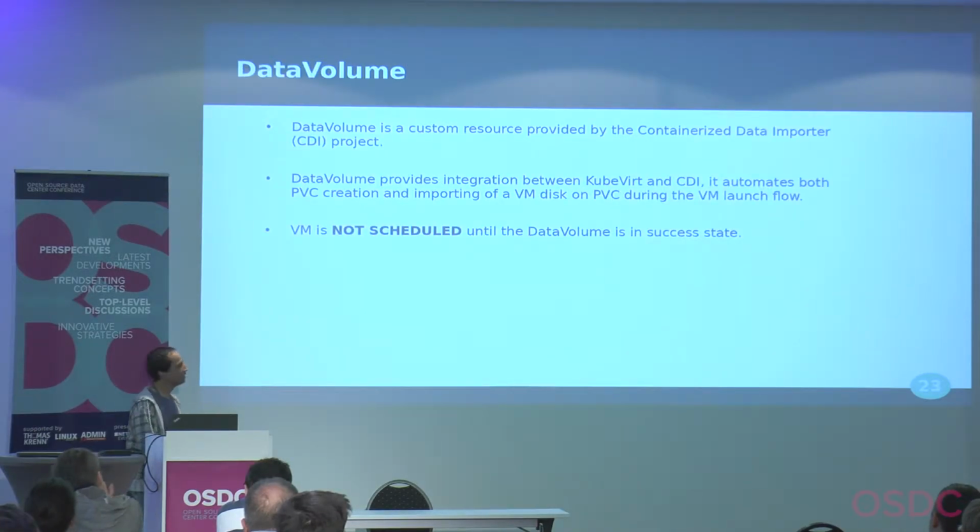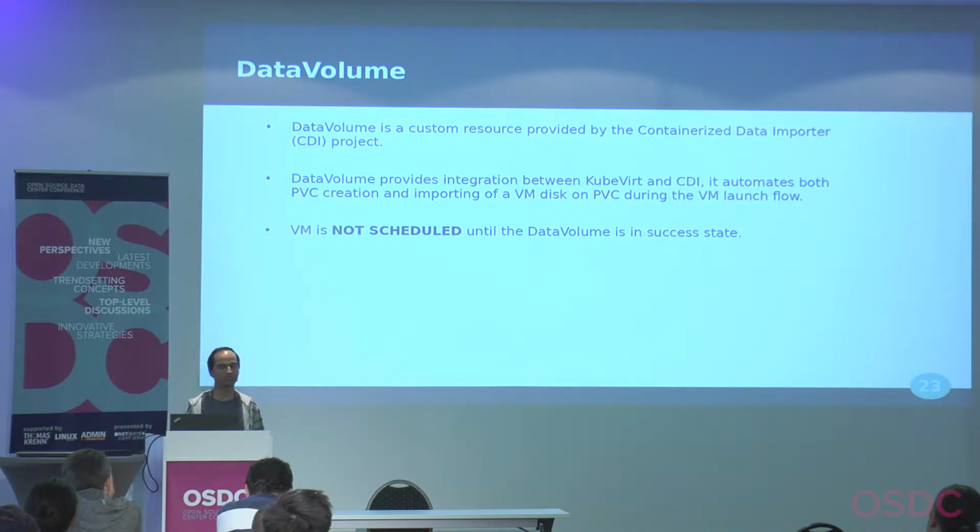Now let's look at the data volume. A data volume is an improvement over the persistent volume claim. It is a custom resource provided by the CDI project. It provides integration between the KubeVirt and CDI projects, and it also automates both the PVC creation and the importing of the VM disks onto the PVC during the VM launch flow itself.